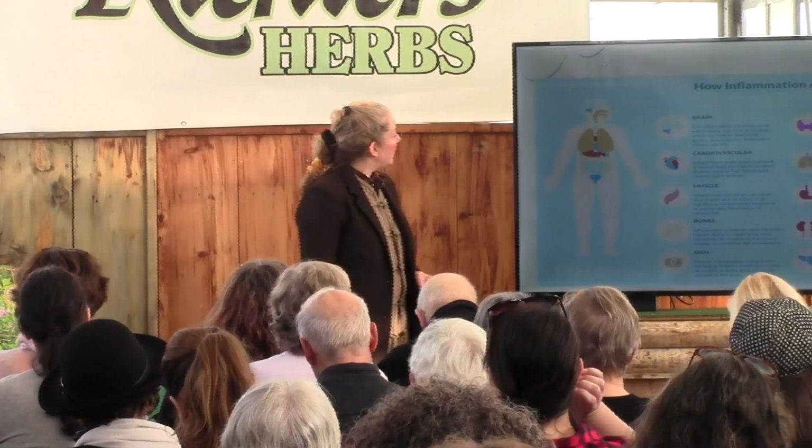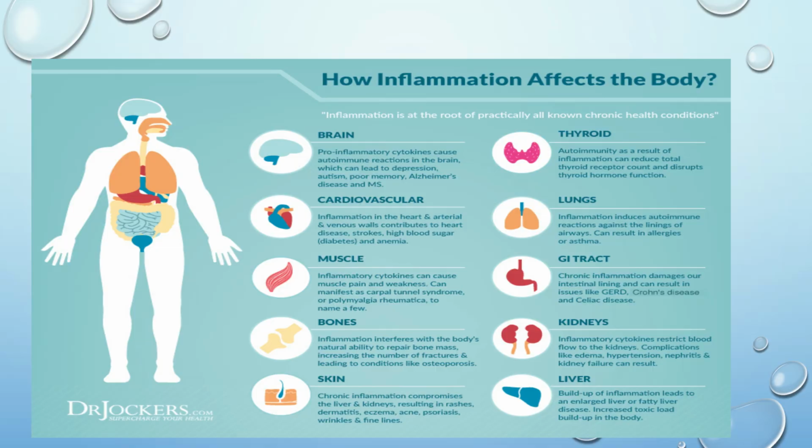So, what can I say about this? This is how inflammation affects each part of the body. In the brain, the pro-inflammatory cytokines, which are cells that the immune system uses to help tissue repair, but long-term can lead to more inflammation and autoimmune reactions in the brain that leads to depression, autism, poor memory, Alzheimer's, and multiple sclerosis. So that's in cases of an overactive immune system, creating more inflammation.